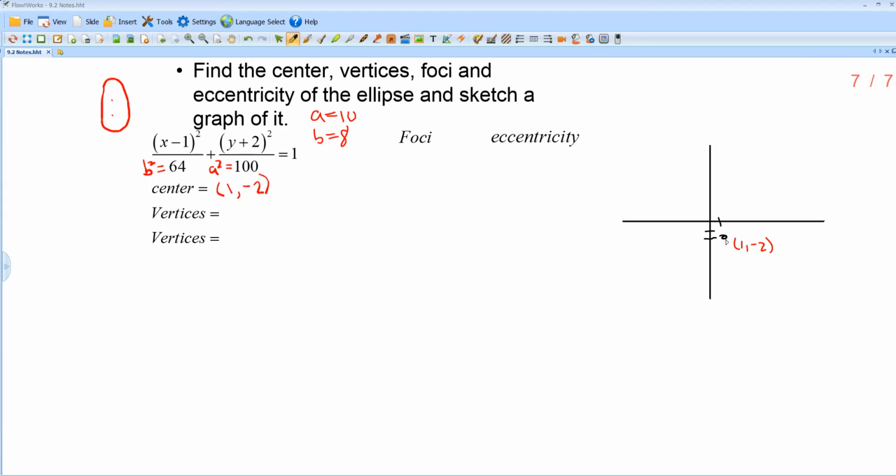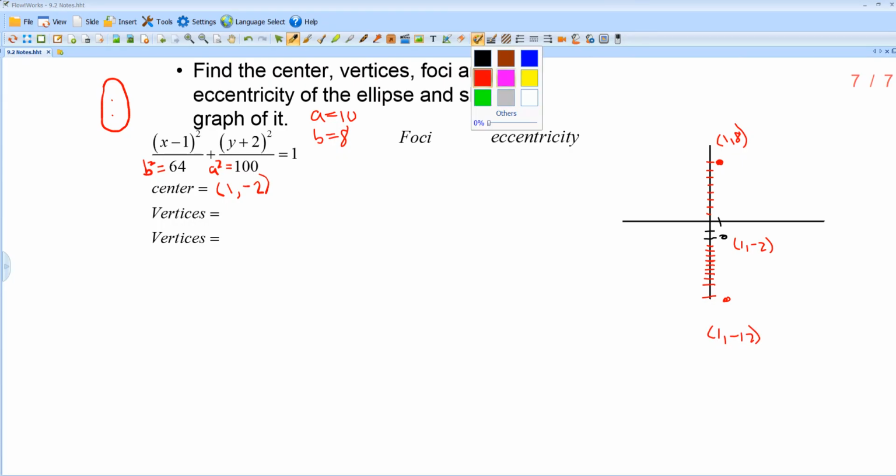So starting here, I'm going to go up 10. 1, 2, 3, 4, 5, 6, 7, 8, 9, 10. And that will put me at 1 comma 8. And then I'm going to go down 10. 1, 2, 3, 4, 5, 6, 7, 8, 9, 10. To put me at 1 comma negative 12.